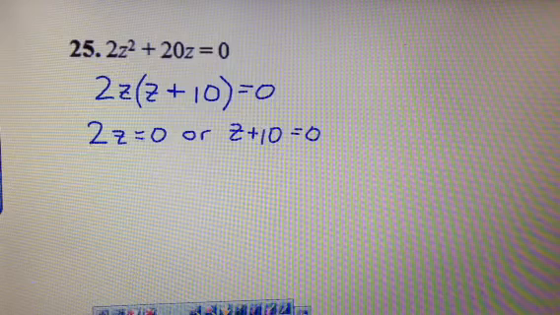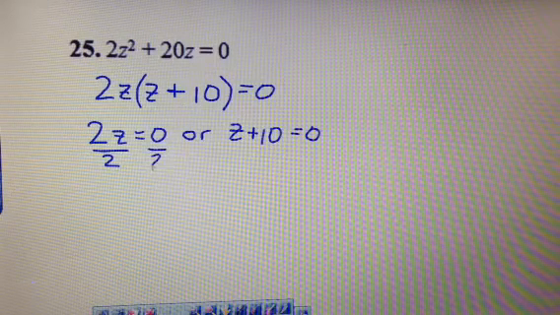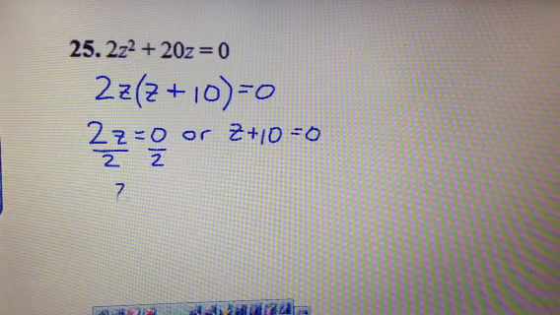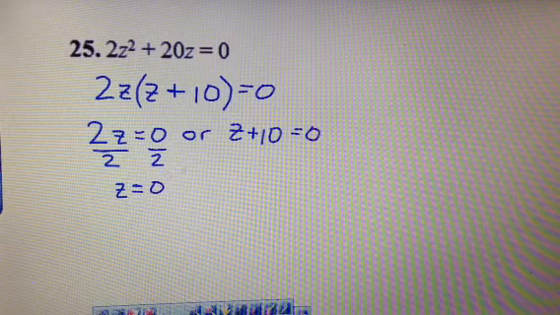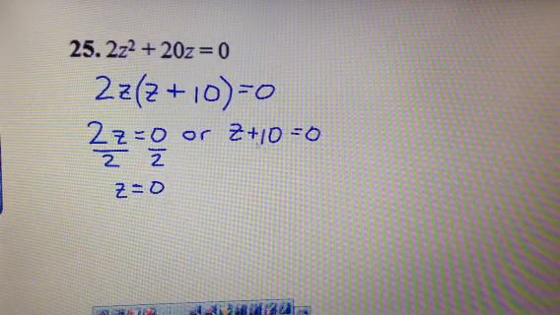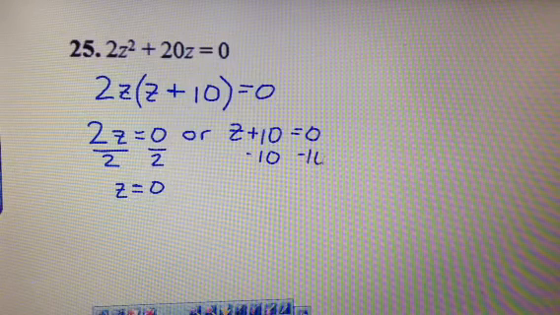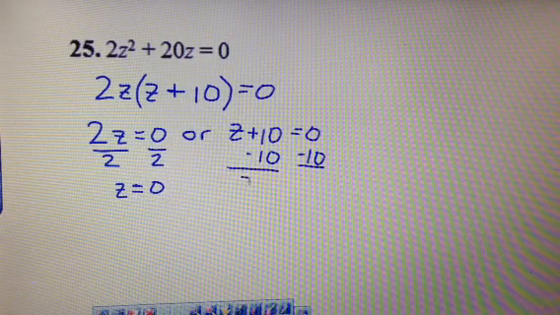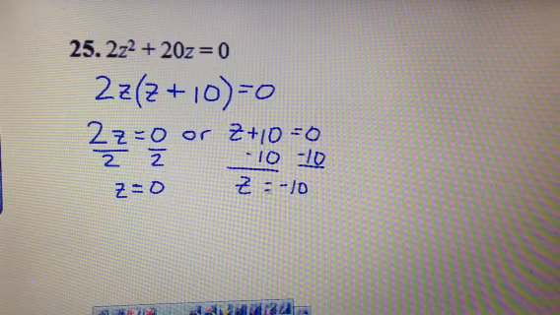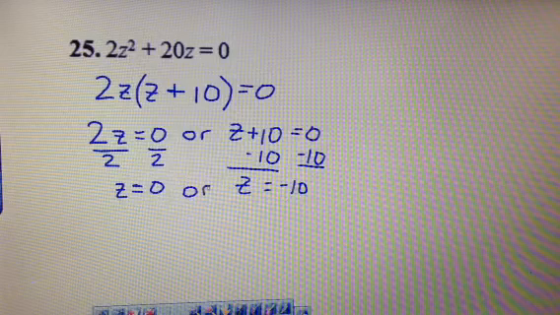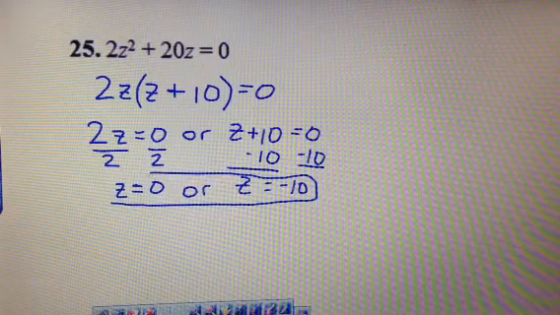To get rid of the 2 that's being multiplied by the variable, we will divide by 2. 0 divided by 2 is still 0. So our first solution for our variable is 0. And then to get rid of this plus 10, we'll subtract 10 from each side. And we'll have z equal to negative 10. So either z equals 0 or z equals negative 10.